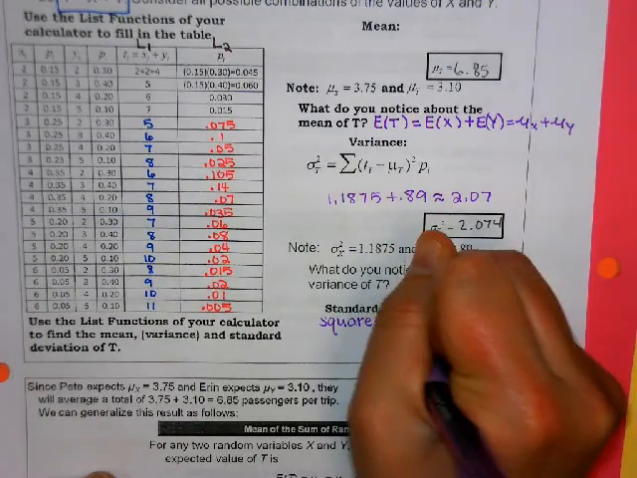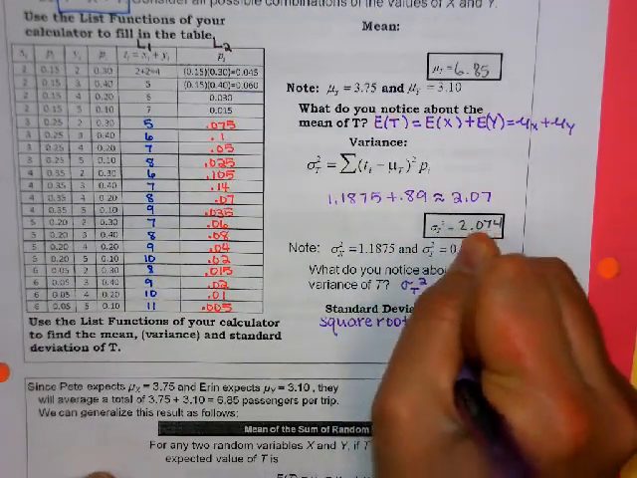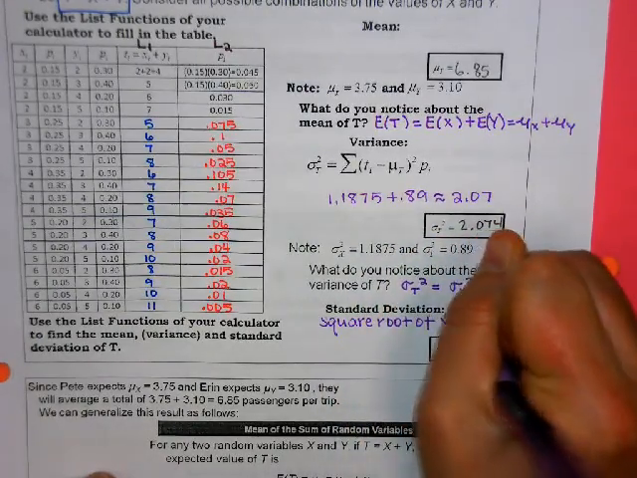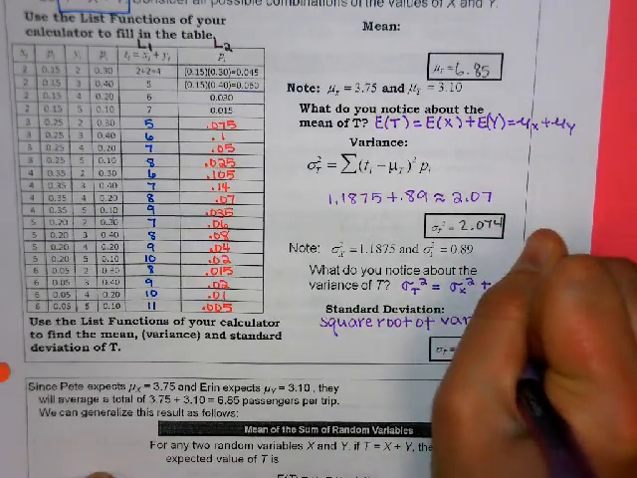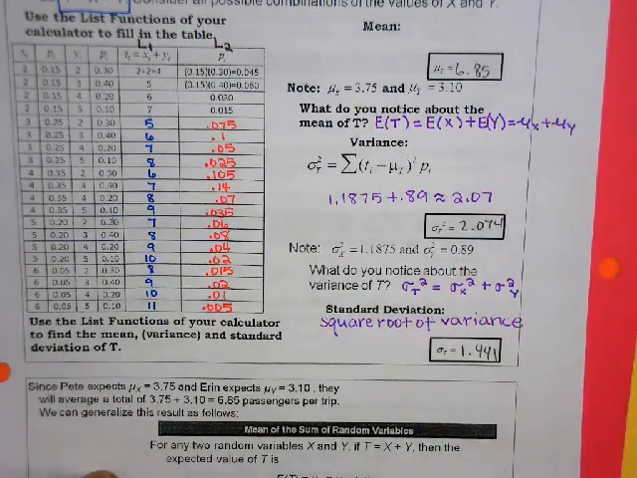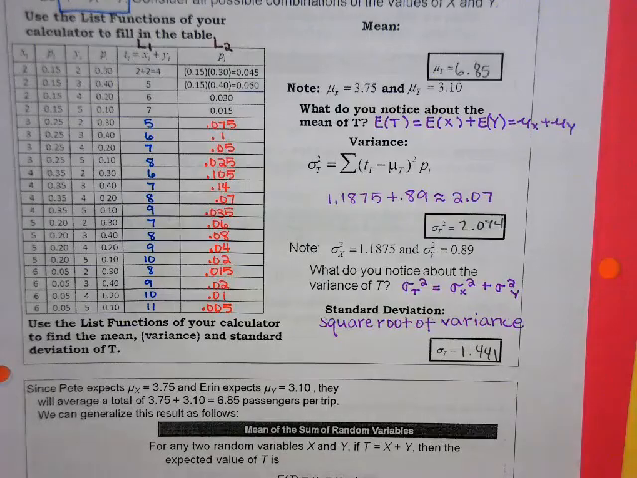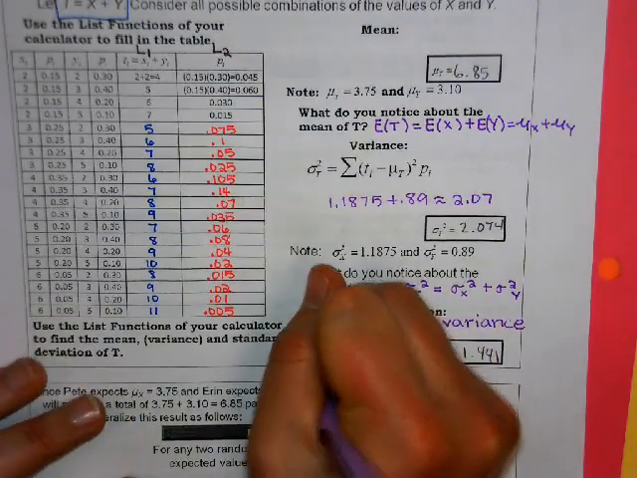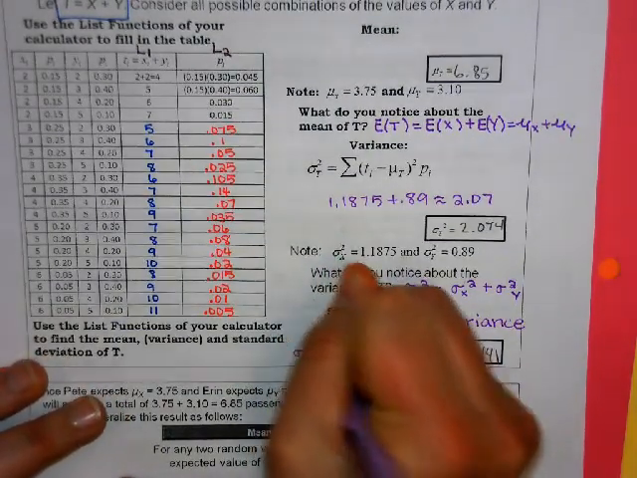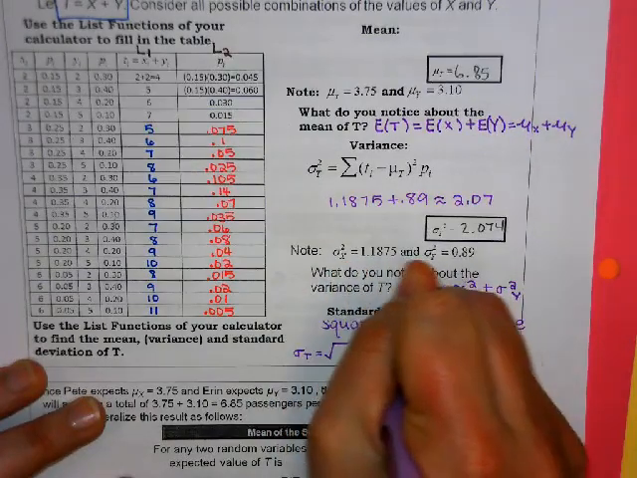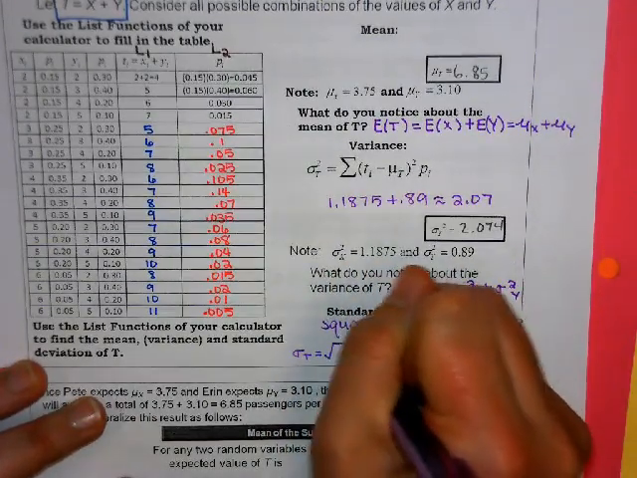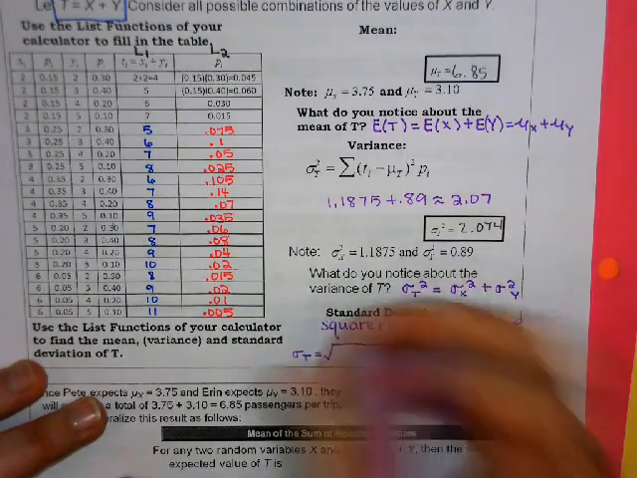Because remember, standard deviation is the square root of variance. So to find the standard deviation of T, we would take the square root of the variance of X plus the variance of Y.